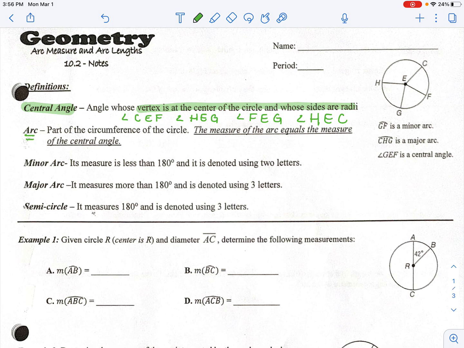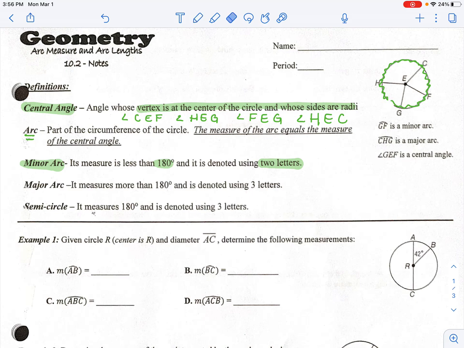An arc is part of the circumference of the circle. It's part of the outside there. So the arc is kind of all around. All of this area here is the arc because it's part of the outer part of the circle. We have different types of arcs. The first type of arc we have is a minor arc. It's less than 180 degrees, and we use two letters to denote it.